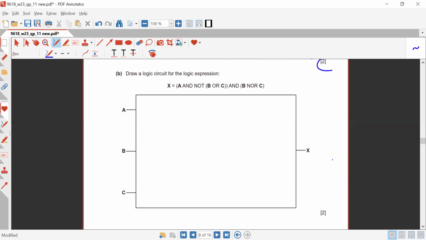Okay, now we need to draw up the logic circuit. Now how are we going to draw up the logic circuit? We are saying A and NOT, NOT for what? B or C. So first of all, we need to find out B or C. So we will be taking out B, implementing a NOT over it, and it is going to end with A.